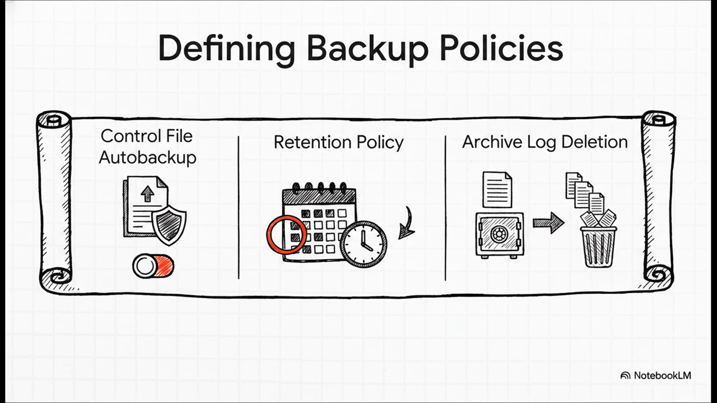Right, now over on the Policy tab, this is where we turn business rules into technical settings. First up, Control File Auto Backup. This one's a no-brainer. It has to be on. That file is literally the roadmap to your entire database. Then you set your retention policy. How long do we need to keep these backups around? We'll set ours to 31 days. And finally, we'll tell OEM to automatically clean up the archive logs after they've been backed up. This is huge for preventing your storage from filling up.